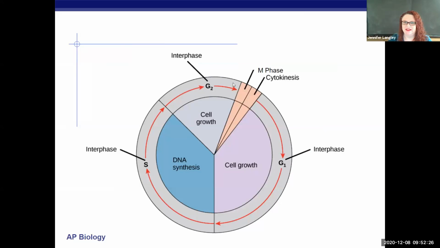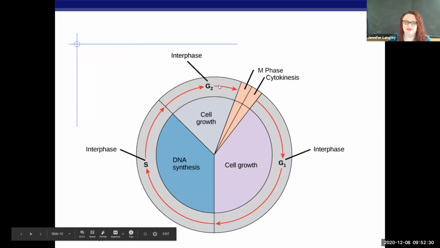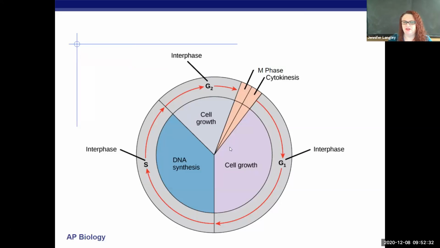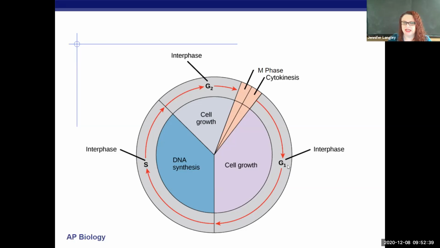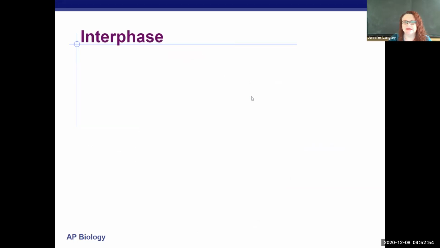So here again, we have our cell cycle. You'll see about 90% of it is interphase. We break interphase into 3 different steps. We have cell growth, which we call G1 or gap 1. We have S, which is synthesis. This is where we synthesize the DNA. And then we have G2, our gap 2, where we have some more cell growth. Then we have mitosis and cytokinesis.